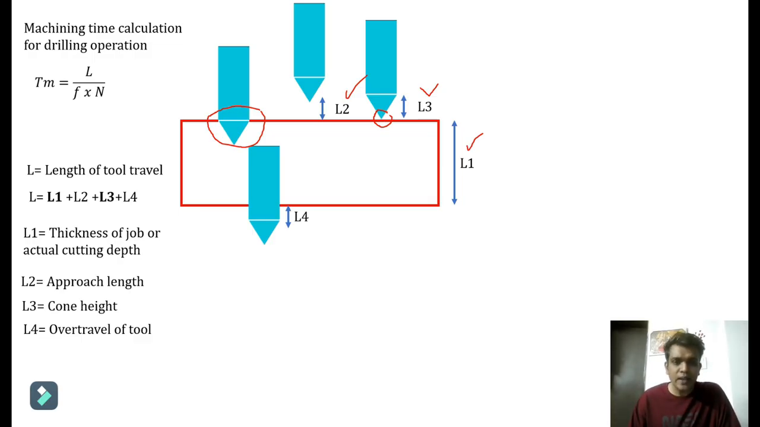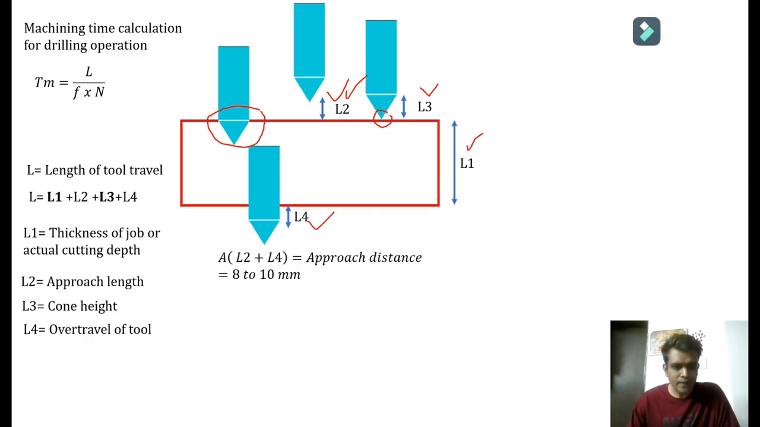Now here the lengths L2 and L4 can be assumed at some specific length, because that distance may vary from operator to operator. So by and large, we have to assume something, maybe 6 mm plus 6 mm, 12 mm, 10 mm, 15 mm, because that may vary from one to another, right? So this L2 and L4, generally called approach distance and over travel, we'll assume equal to 8 to 10 mm, right? So we are done with this L2 and L4. L1 was simply the thickness of the workpiece. We know that we have to add.